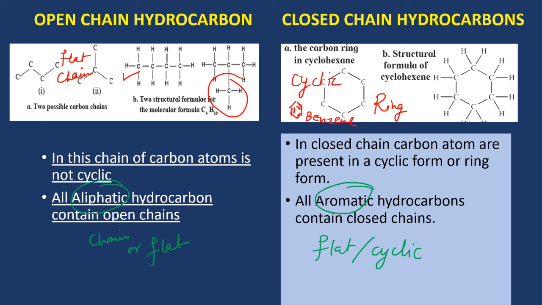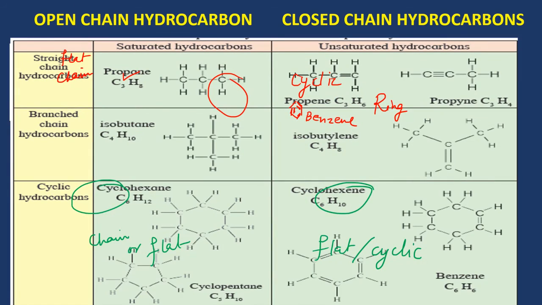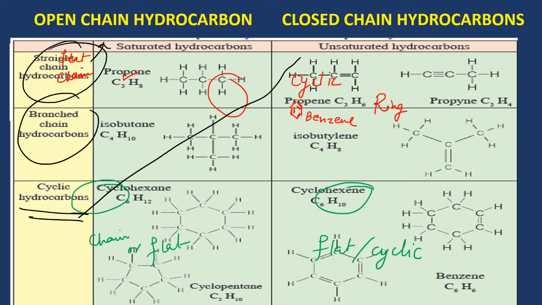Now you can see this picture. I have taken this from the textbook. You can see that single chain hydrocarbons and branched chain hydrocarbons both come under open chain hydrocarbons, whereas cyclic hydrocarbons, you can see cyclohexane, which has a single bond, cyclohexene, which has a double bond, and benzene also, come in the category of closed chain hydrocarbons.